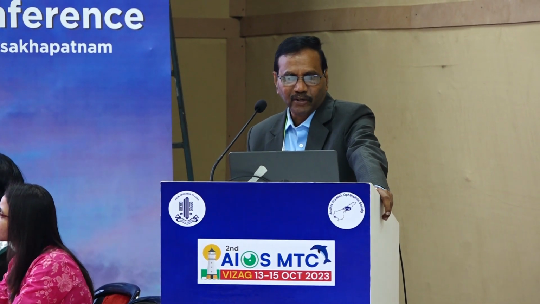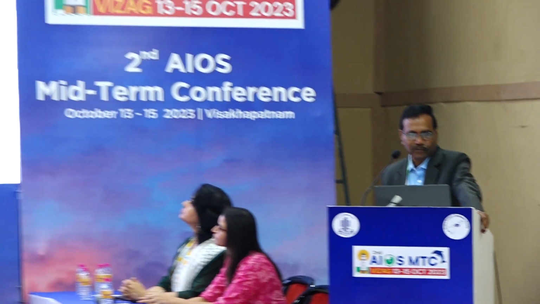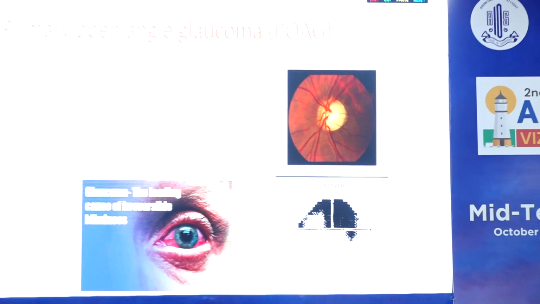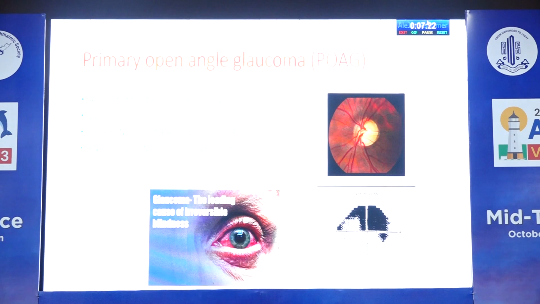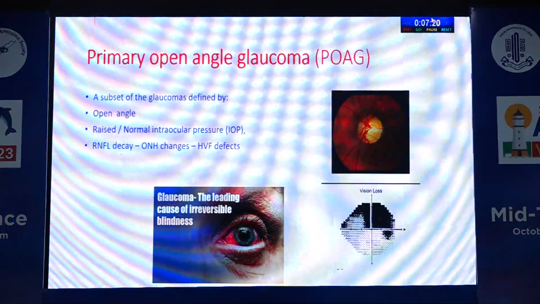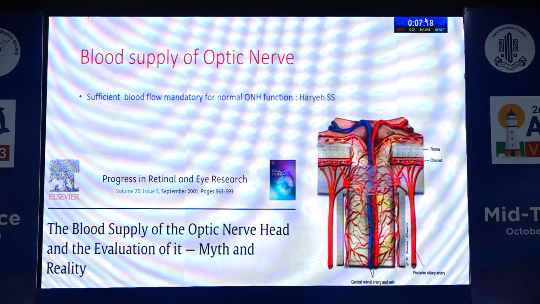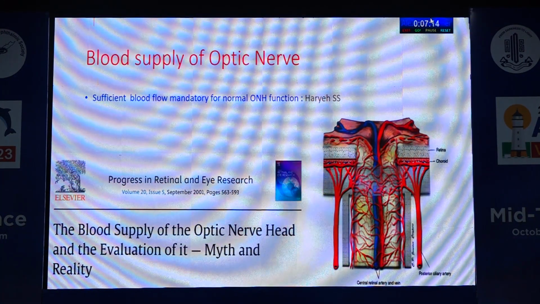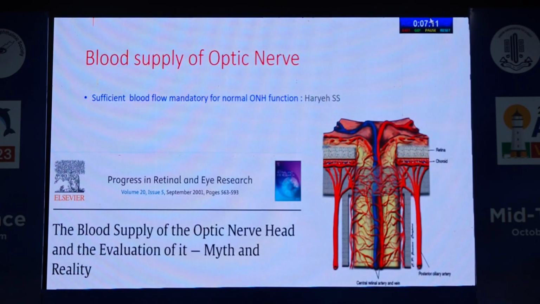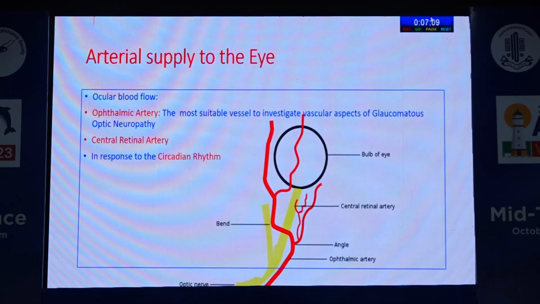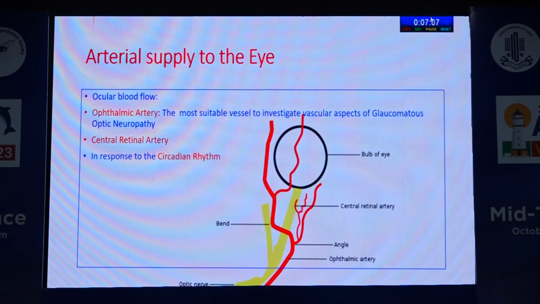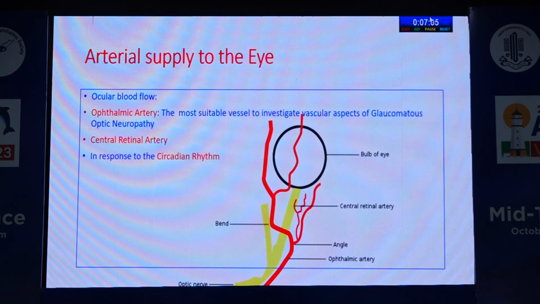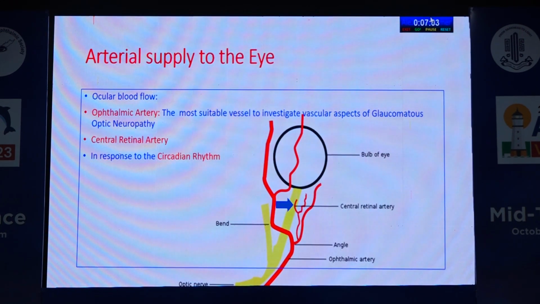I have no financial interest. Primary open angle glaucoma is a subset of glaucoma defined by an open angle, raised or normal intraocular pressure, leading to RNFL decay, optic nerve changes and visual field changes. Sufficient blood flow is mandatory for normal optic nerve head function as per the Harris study. The major arteries that supply the eye are the ophthalmic artery and central retinal artery, to maintain its normal function.